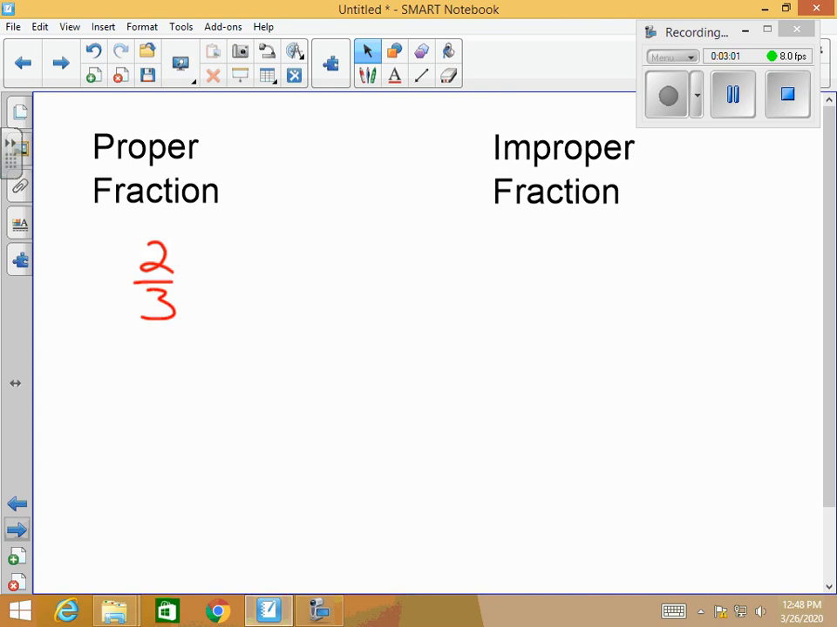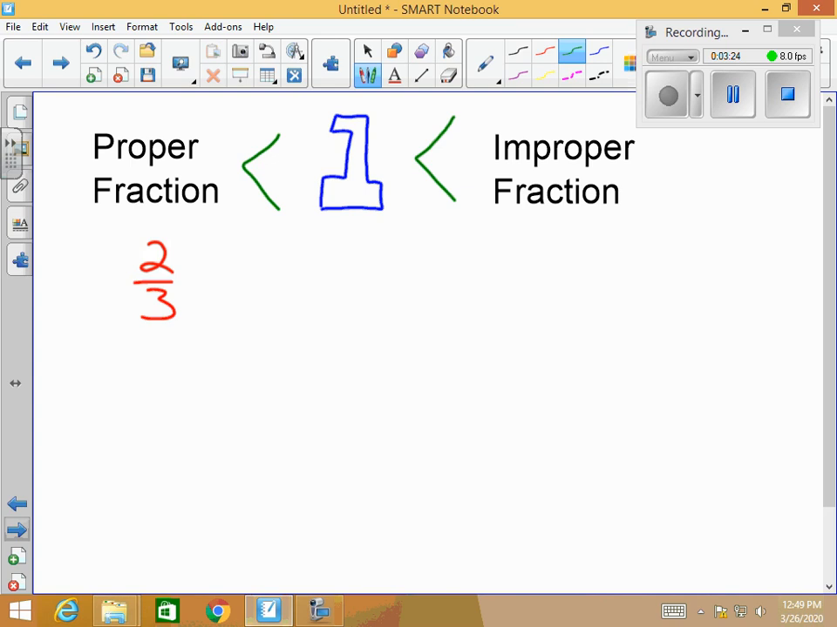Which means I am now comparing proper fractions to improper fractions, and I'm comparing them to this number of 1. A proper fraction will always be less than 1. An improper fraction will always be greater than 1, or 1 is less than an improper fraction.